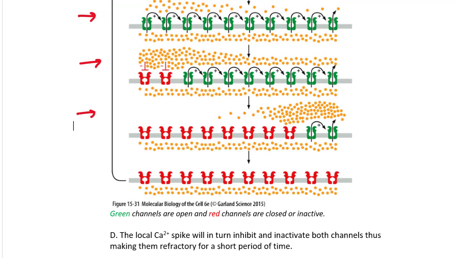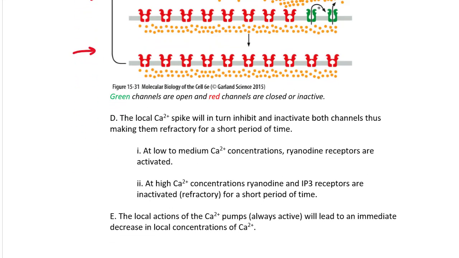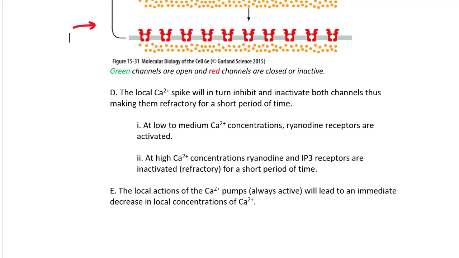That is what's being shown in the picture until all these channels are refractory. So you get a calcium wave within the cytosol. The local calcium spike will in turn inhibit and inactivate both channels, thus making them refractory for a short period of time. At low to medium calcium concentrations, ryanodine receptors are activated. At high calcium concentrations, ryanodine and IP3 receptors are inactivated, refractory for a short period of time.